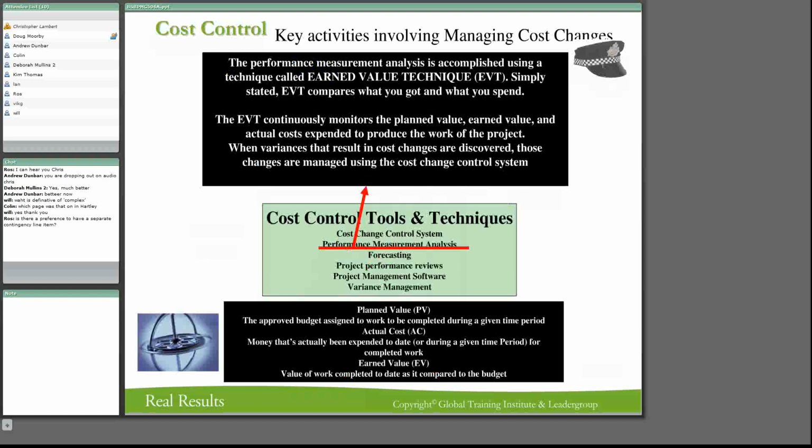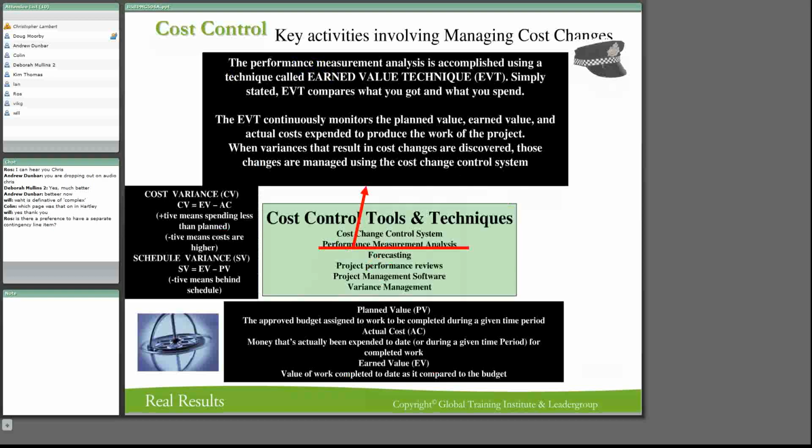All right, now let's come back in funny order here. We've talked about performance measurement and earned value technique, and we've said what those are. Let me go on to the next one. So you can calculate, on the left-hand side there, the cost variance, which is your CV, and it's your earned value minus your actual cost. So AC is your actual cost. And schedule variance is your earned value minus your planned value.